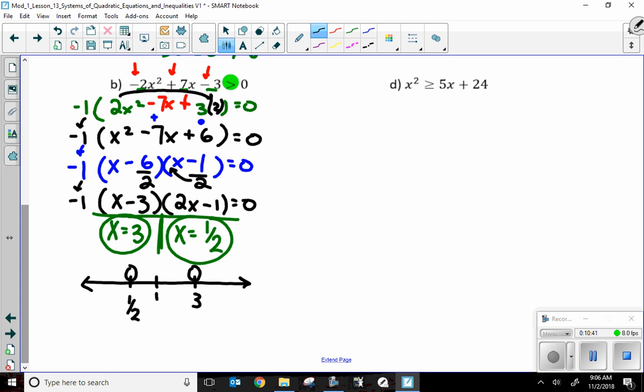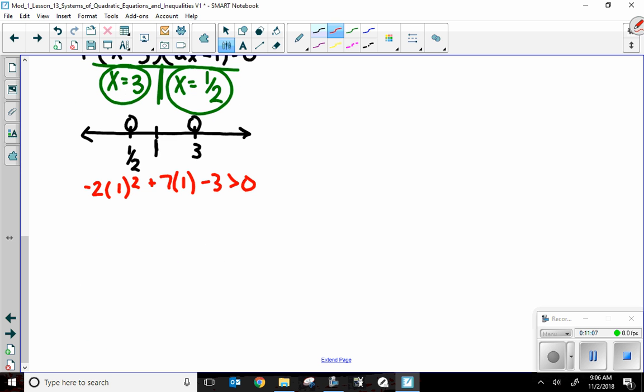1 is definitely in between a half and 3. And I'm going to put a 1 in for all my x's. Bang, bang. And I'm going to see if this inequality is true. So I have negative 2 times 1 squared, plus 7 times 1 minus 3. Is that greater than 0?